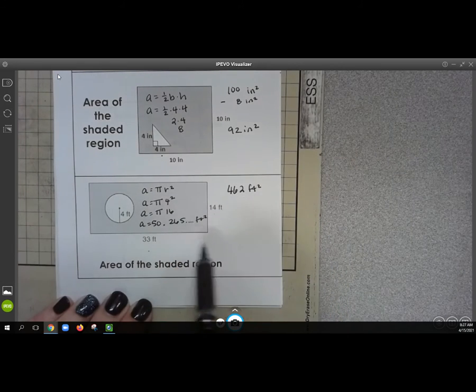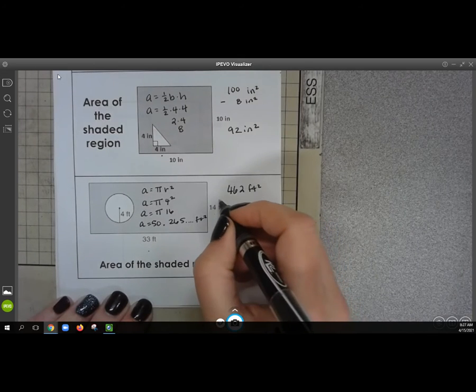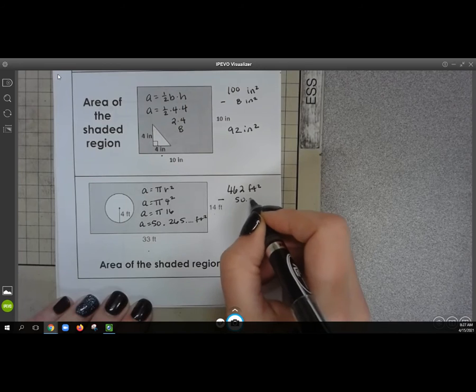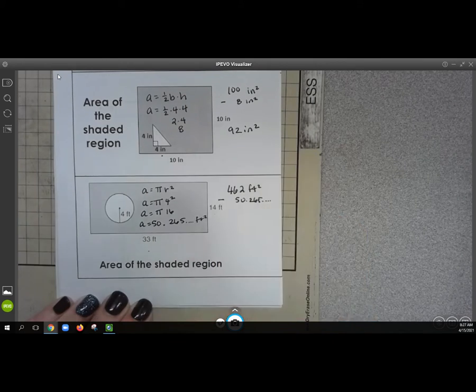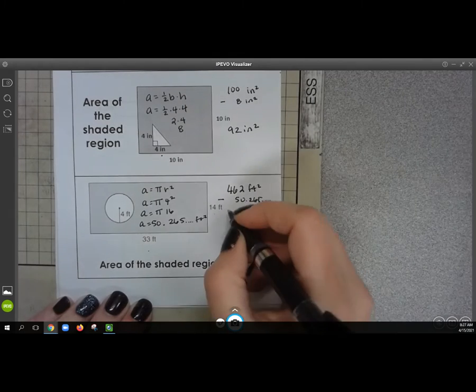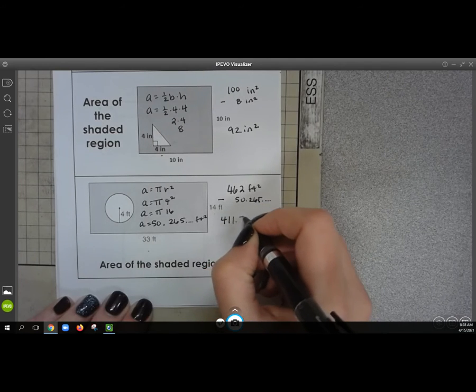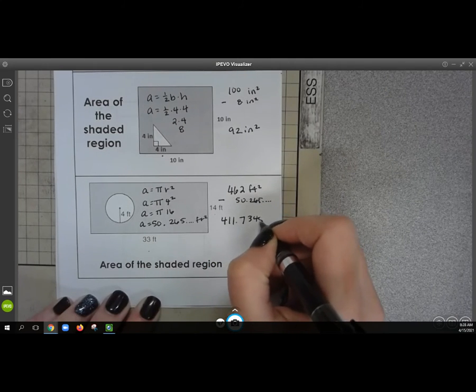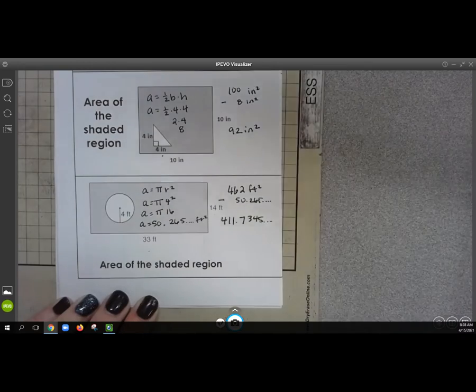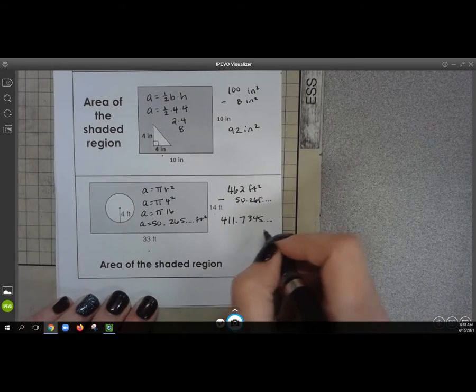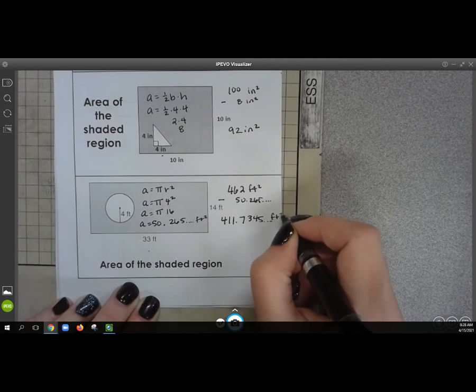So if I want the shaded area, that's the rectangle minus the circle. So let's subtract that 50.265. And we end up with 411.7345, and it will go on forever. So you would either be told use 3.14 for pi, or you could be told don't round for pi, use the pi button, and then they'll tell you what place to round to for your answer. And we still need our unit, square feet.